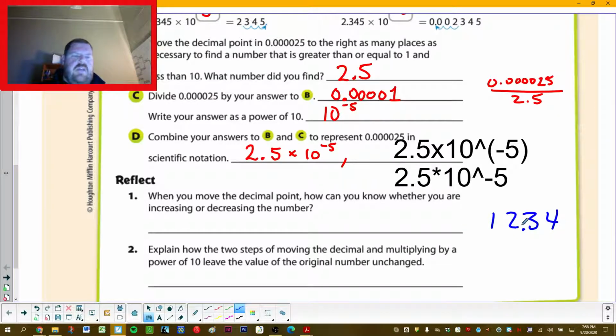Well, basically it comes down to the fact that if I move the decimal however many places left, I'm making the whole number in front of the decimal smaller. If I move it left once, the whole number goes from 12 to 1. And then if I move it right, I'm making it bigger. So I would say moving the decimal left gives a smaller number, and right gives a bigger number.